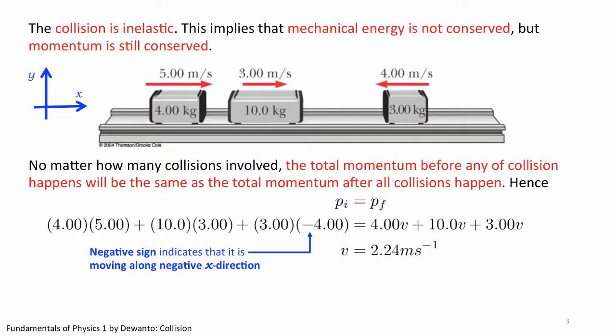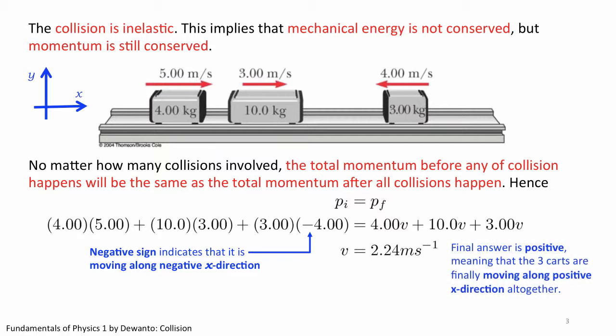Similarly, we also have no idea initially whether the 3 cars are moving to the left or right altogether after the collision. Well, we do not need to worry about that. The math will take care of itself. And if the answer turns out to be positive, like in this case, it means that the cars are moving along the positive x-axis, that is to the right, after the collision. If it happens to be negative, that means the cars are moving to the left altogether.